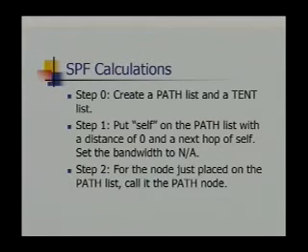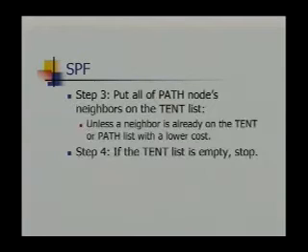Starting off, we'll create a path list and a tent list. These are key variables in the SPF calc. Step 1, we're going to go ahead and put ourselves on the path list with a distance of 0 and a next hop of ourselves, and we're going to ignore our bandwidth. And for the node that we just placed on the path list, we'll call that temporarily the path node. Step 3 says put all of the path node's neighbors on the tentative list unless a neighbor is already on the tent list or the path list with a lower cost.